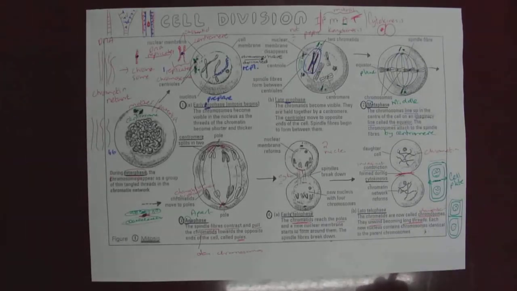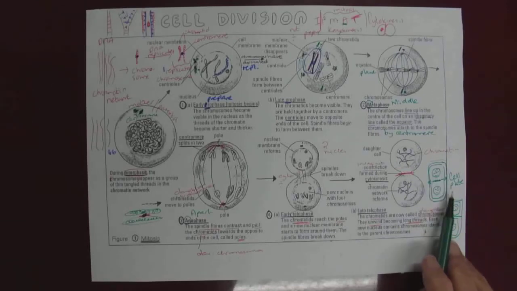Okay, so that's how mitosis occurs in animal cells, and you need to understand at the end here, the difference in cytokinesis of plant cells.